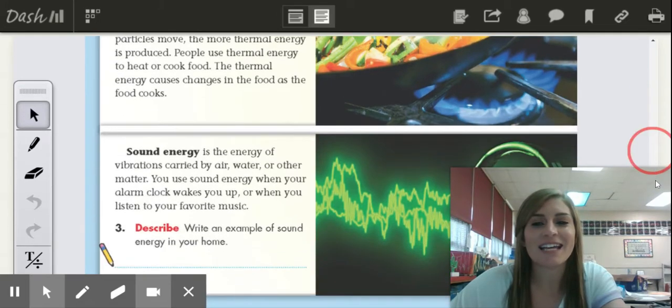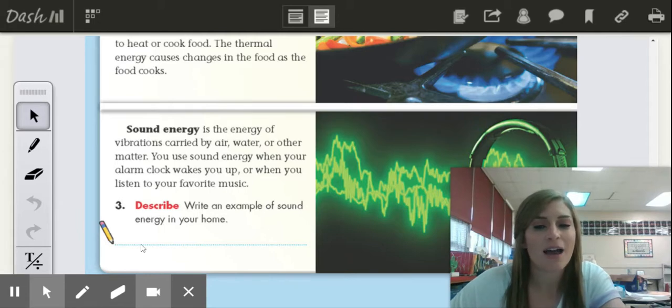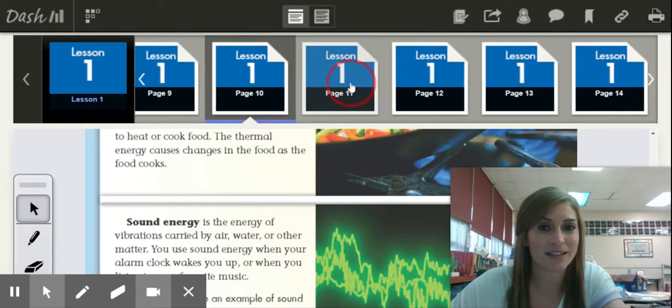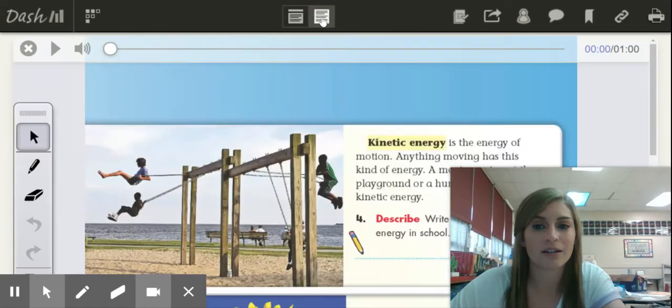Sound energy is the energy of vibrations carried by air, water, or other matter. You use sound energy when your alarm wakes you up or when you listen to your favorite music. While I'm turning the page, I want you to think of another example of sound energy that you have in your home. Be thinking about that while I'm changing the page.